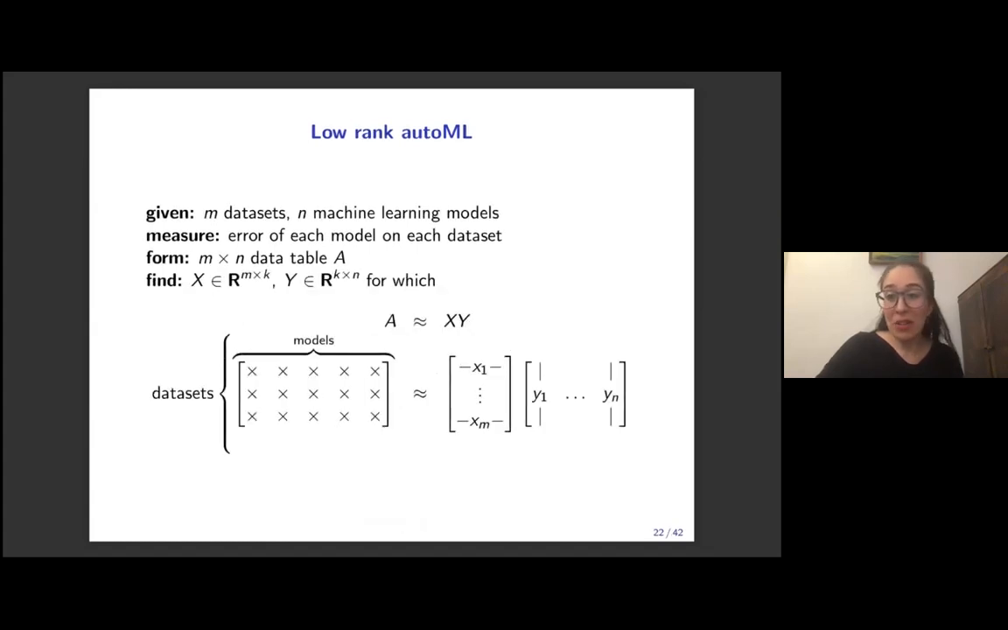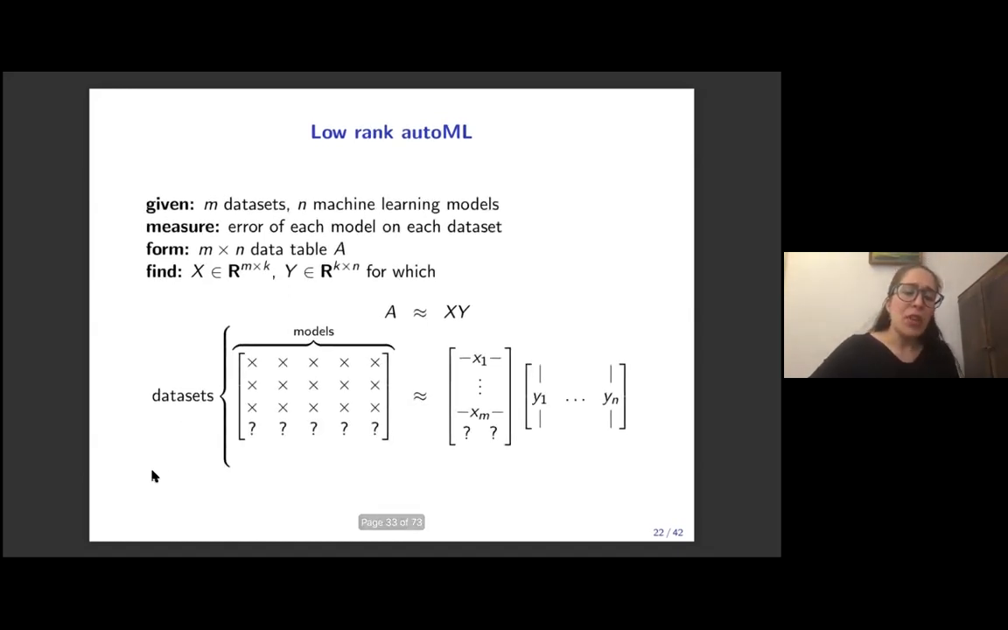Now I'm going to run a low rank model. I'm going to find a skinny matrix X and a fat matrix Y, so that X times Y is approximately equal to A. Since what I measured was the error of every model on every data set, and that's a real number, I can just use PCA for this. The reason to use generalized low rank models is if I want robustness to error, or if I don't want to actually measure every model on every data set.